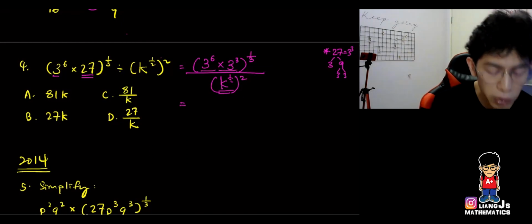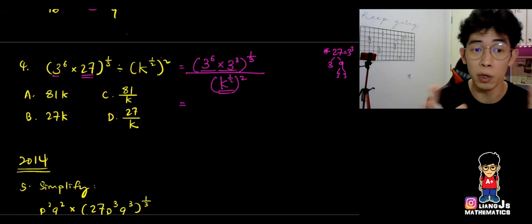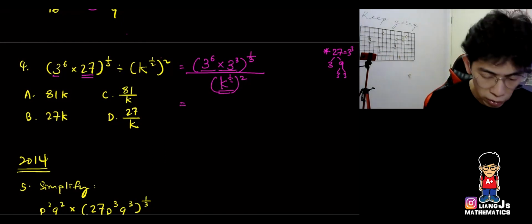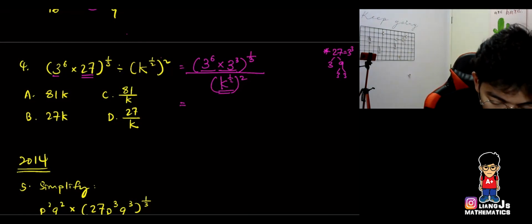So a student might say, teacher, can I just add them first? You want to do that? Okay, go ahead. But I will just do the normal thing. The normal thing means I will just treat it as 2 different bases.